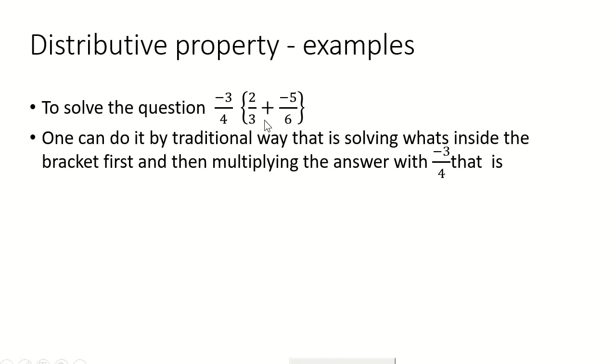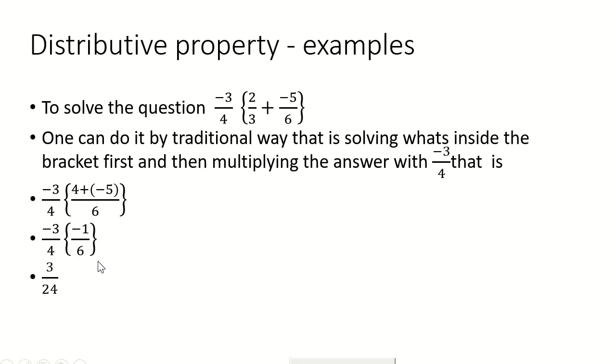So we will first solve what's inside the bracket. We have 2 by 3 added to minus 5 by 6. So the LCM of 3 and 6 is 6. We have 4 added to minus 5, which is 4 minus 5, which gives us minus 1. And minus 1 by 6 comes into the bracket, which is then multiplied by minus 3 by 4. And the answer is 3 by 24.